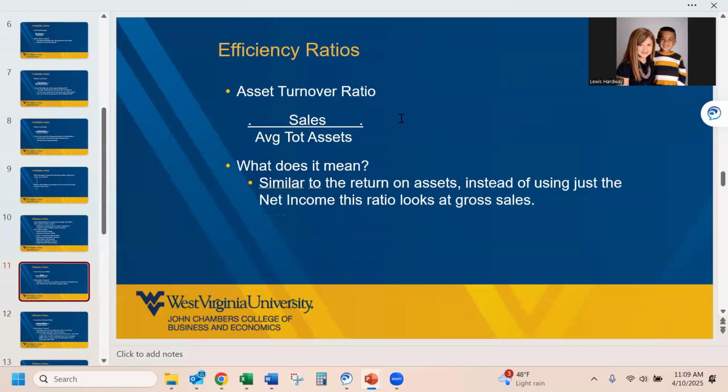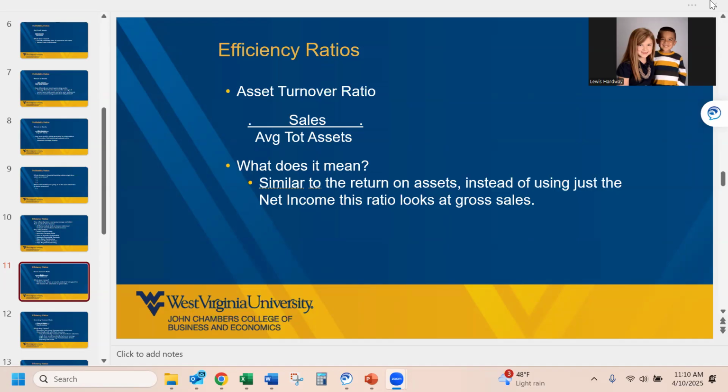So the first one here is going to be the asset turnover ratio. With the asset turnover ratio, we're looking at first our sales. This is where I've switched from revenues to sales. Again, same thing, but we're looking at that sales number, which is our income statement, over our average total assets, which again is beginning of year and ending.